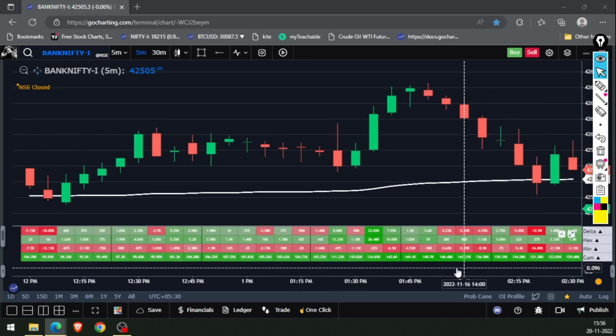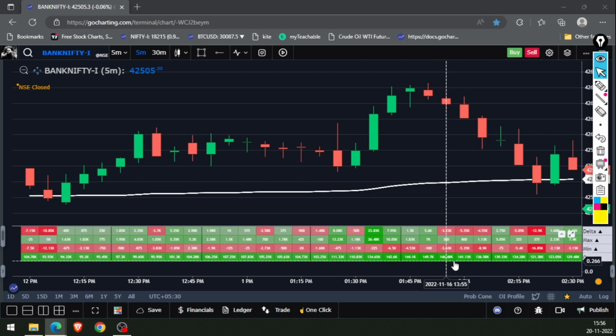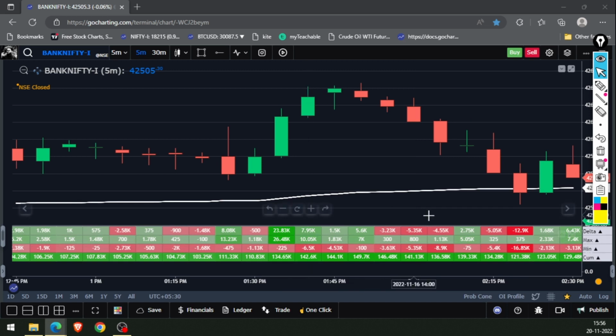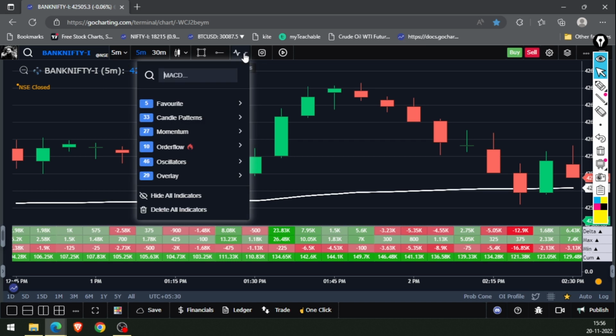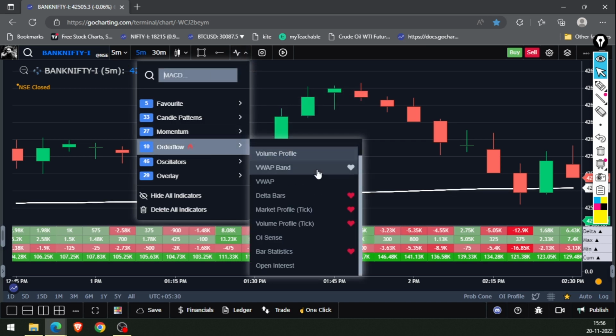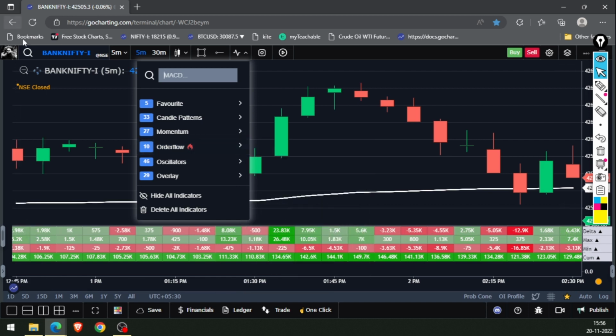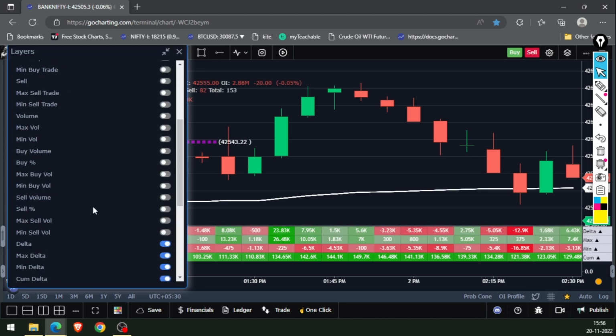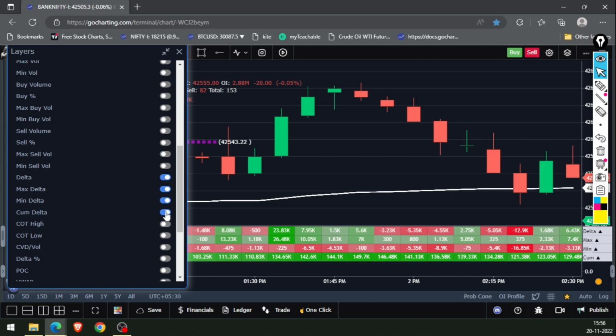But before explaining this, I would like to go to the indicator section and let you know how you can plot this information or data on this chart. For that, you need to go to the indicator section over here, click on that, and after that, order flow, come downside and select the bar statistics. When you select the bar statistics, it's going to plot these values like this on the chart. After that, you just need to go to the settings and enable these four data. Okay, these are the delta, max delta, min delta, and cumulative delta.